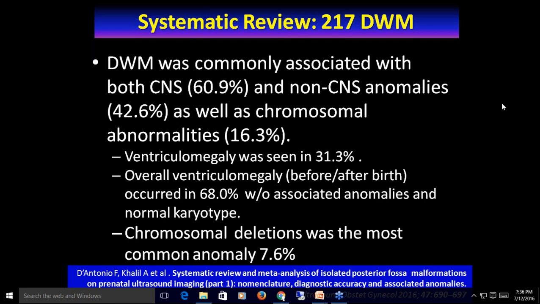Dandy-Walker malformation was commonly associated with both CNS and non-CNS anomalies, as well as chromosomal abnormalities. Ventriculomegaly was seen in 31%, in about 1/3 of the cases. Overall, ventriculomegaly before and after birth occurs in 68% of the cases, and chromosomal abnormalities, of which chromosomal deletion was the most common, occurring in about 7.6%.